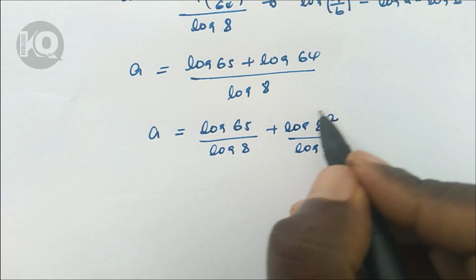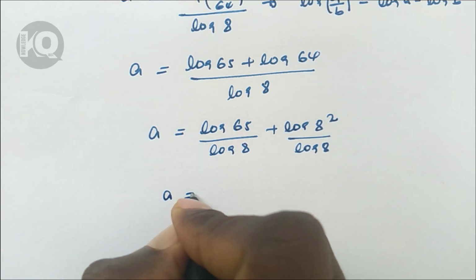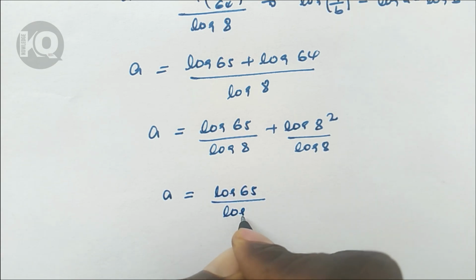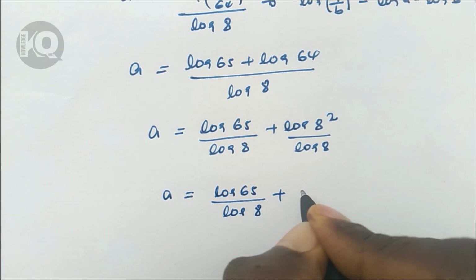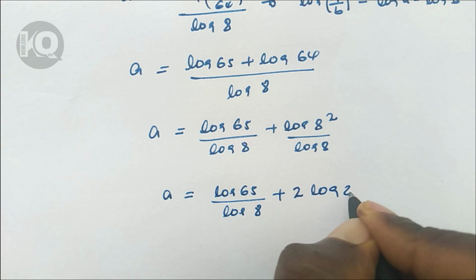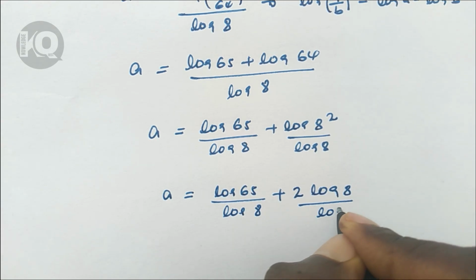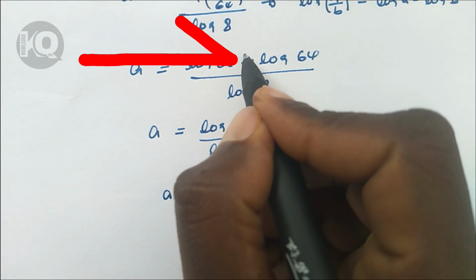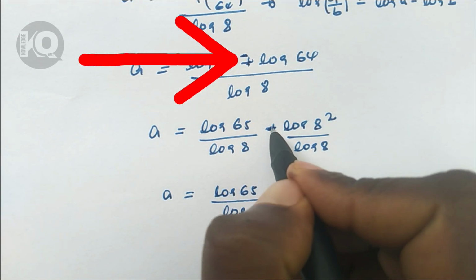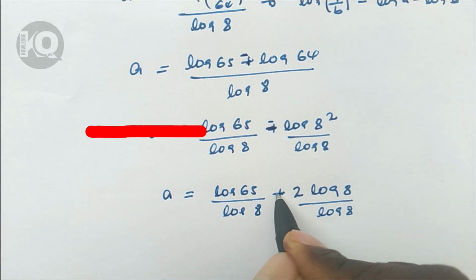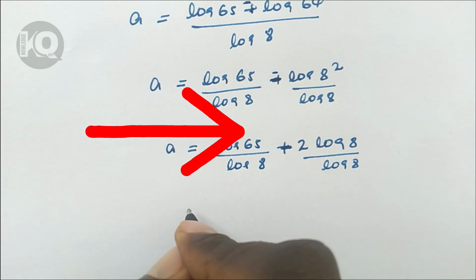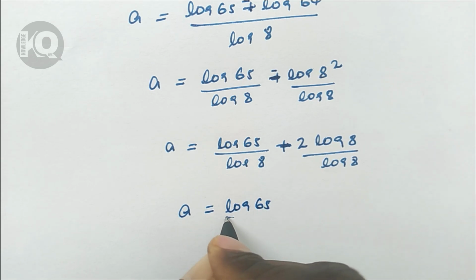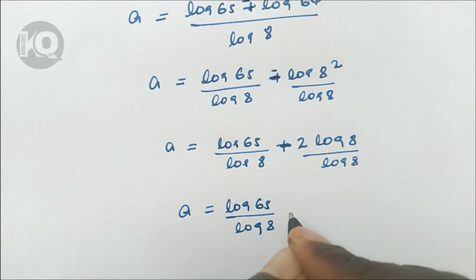Then this power will move to the front. Then x is equal to log of 65 divided by log of 8 minus 2 log of 8 over log 8. Sorry, I made a mistake here. This is minus, so this is minus. Then finally x is equal to log 65 divided by log 8 minus 2.